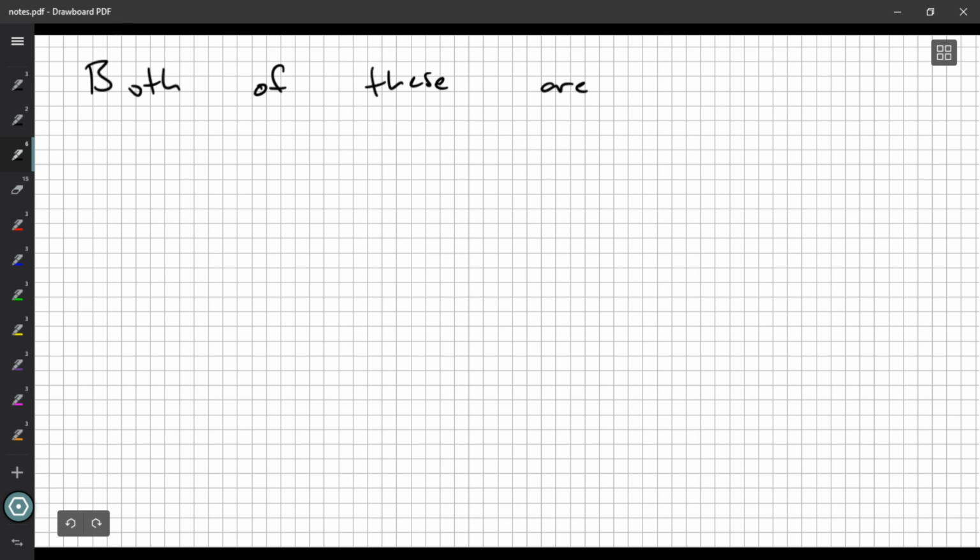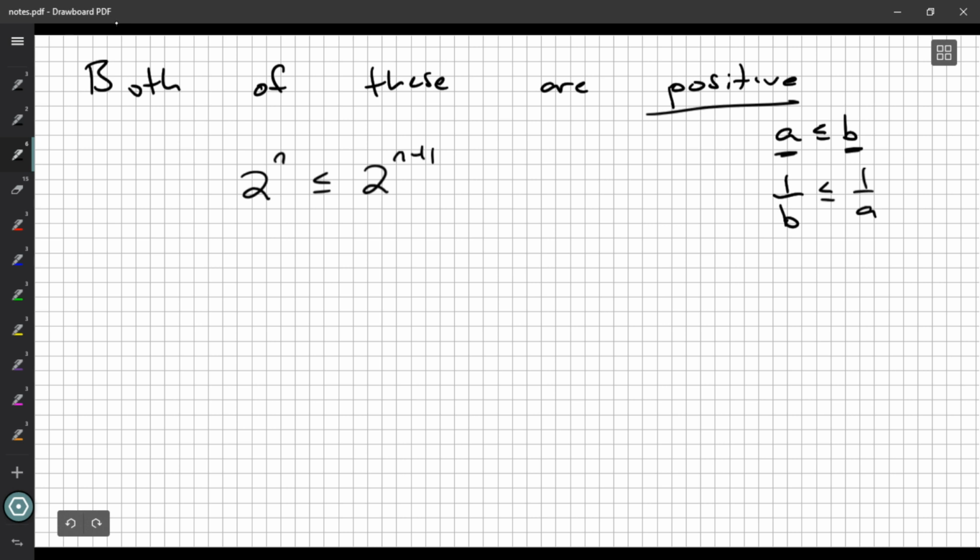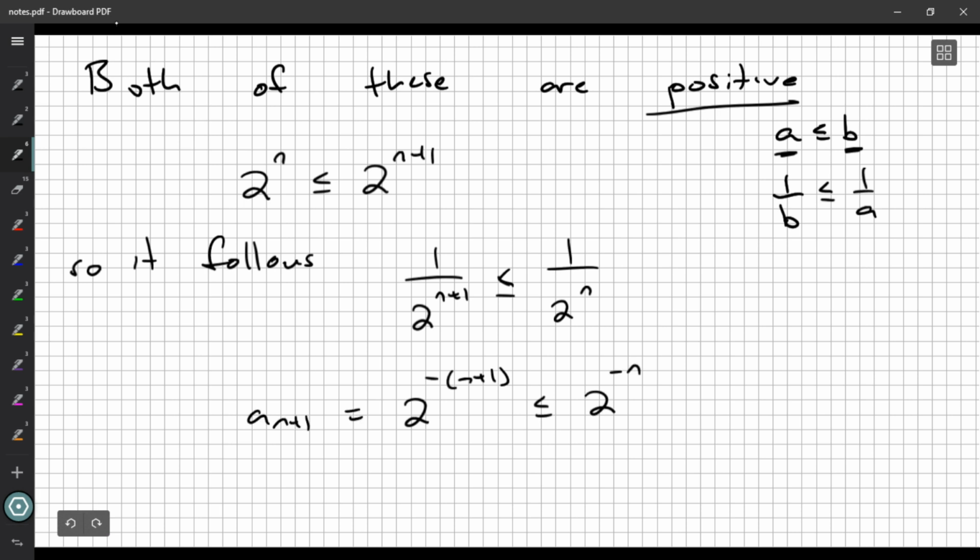Now, both of these are positive. Why do I care if they're both positive? Well, an inequality like a less than or equal to b can transform into 1 over b is less than or equal to 1 over a by reciprocaling things, but only if a and b are the same sign. Either they're both positive or they're both negative. Well, what have we got? 2 to the n is less than or equal to 2 to the n plus 1. So it follows that 1 over 2 to the n plus 1 is less than or equal to 1 over 2 to the n. But that's just 2 to the negative (n plus 1) is less than or equal to 2 to the negative n. But this one is the next term in our sequence, a_{n+1}, and this is a_n.